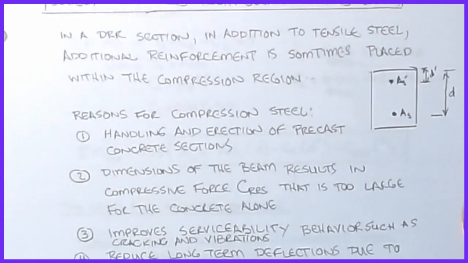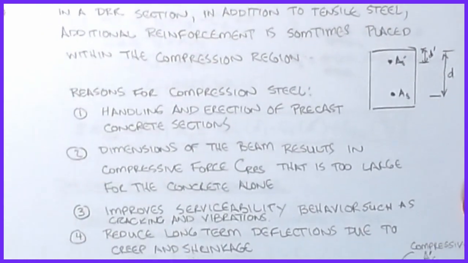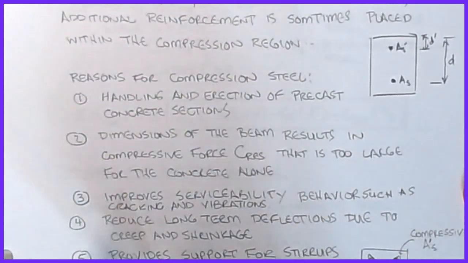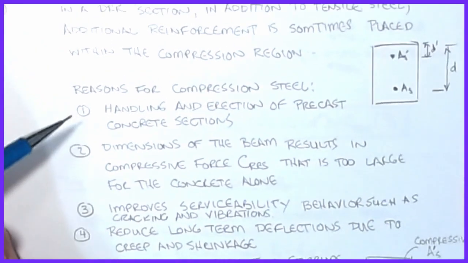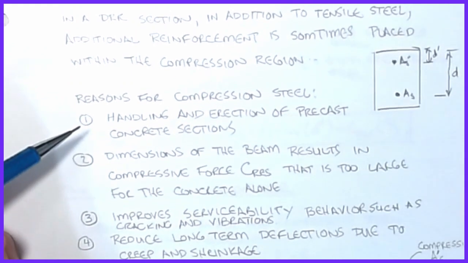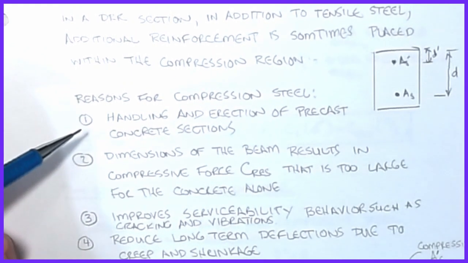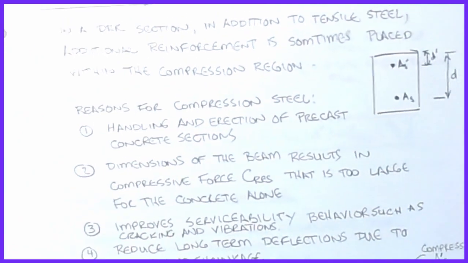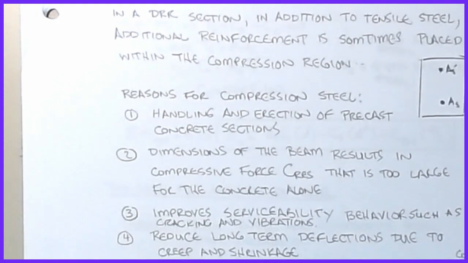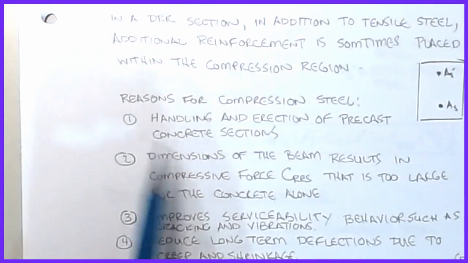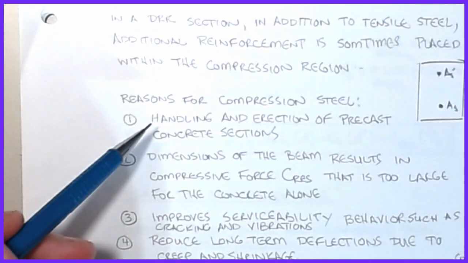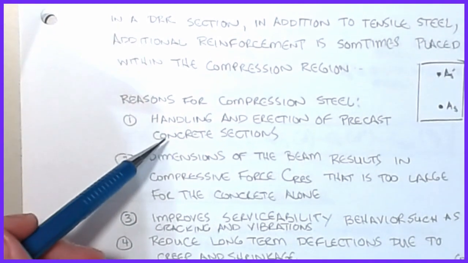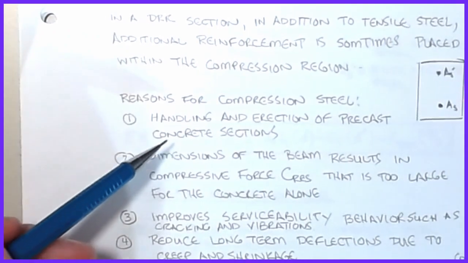Okay, now in the DRR section, in addition, sometimes we do put steel into other locations, particularly within the compression region, and there are several reasons why we would do that. Adding compression steel can greatly help with any sort of changes in stress that occur due to handling or precasting or anything like that, where you might get some cracking in regions other than what we had expected.